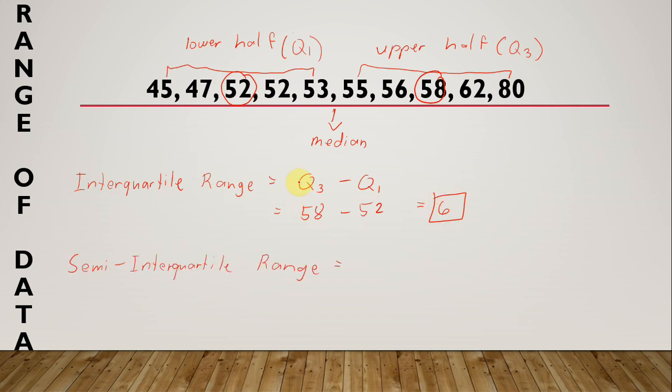Ngayon naman po, paano nakukuha yung semi-interquartile range? Ganun lang din po. Kukunin lang din po ulit natin yung median ng upper half natin then yung median ng lower half natin divided by 2. So, ibig pong sabihin, meron tayong 58 para sa median ng upper half natin. Minusan natin ng 52, yung median po ng lower half natin divided by 2. 58 minus 52 is equal to 6 divided by 2, that is equivalent to 3. So, ang semi-interquartile range natin ay si 3.